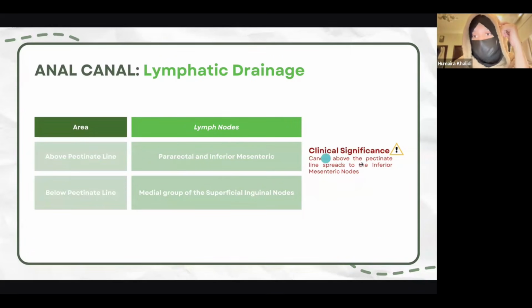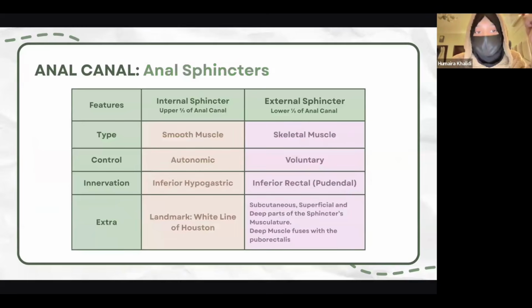This is very important. Cancer above the pectinate line spreads to the inferior mesenteric node. So let's say you have cancer in the upper half of the anal canal. Which lymph node is it draining to? The inferior mesenteric node. Why am I stressing on this? Dr. Akef stressed on this. All right. Next, anal sphincters.